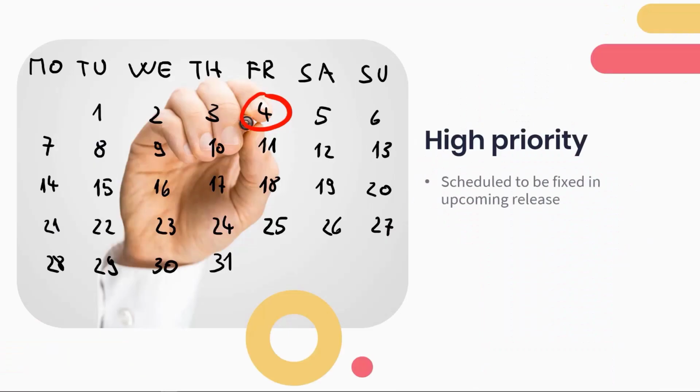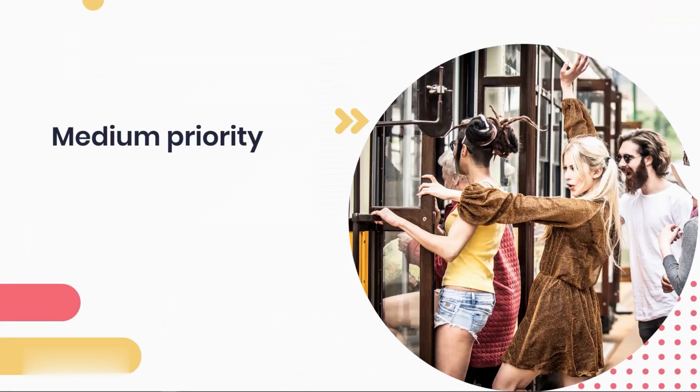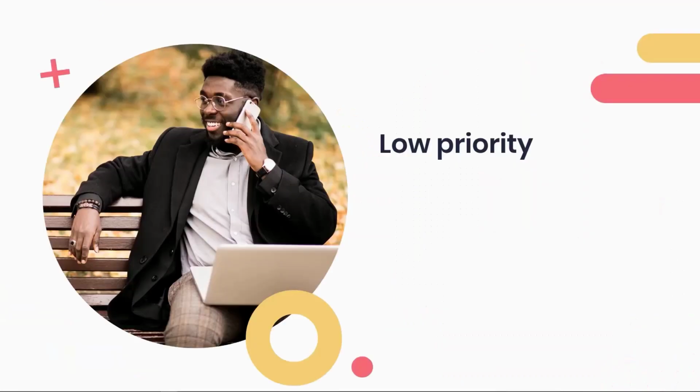These are slotted to be fixed in an upcoming release, since the user can make do with the system as it is and wait for a fixed release. These are typically in the software package's exit criteria in the set release. Medium priority defects are the errors that may be fixed after an upcoming release or in the subsequent release. The development team can forego these changes in the current release and take care of them in the next one.